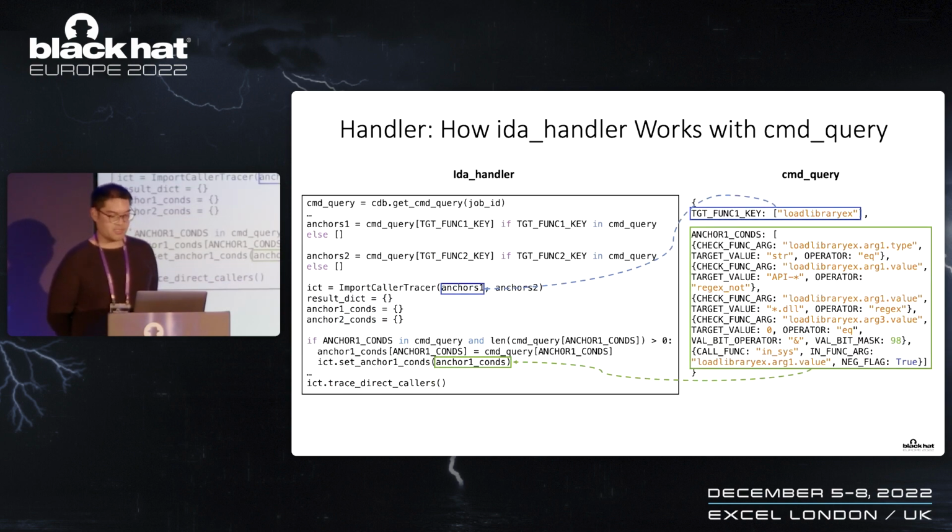Once the query is parsed and stored in the queue, it's then fetched by the IDA handler, as shown in this snippet. The handler extracts the desired key value pairs and passes the value to the appropriate API based on the keys. In this example, the query command is looking for functions containing calls to the import function LoadLibraryEx with specific arguments. Thus, the handler first initializes the import caller tracer, and then sets the anchor condition before it finally searches for the matching functions.